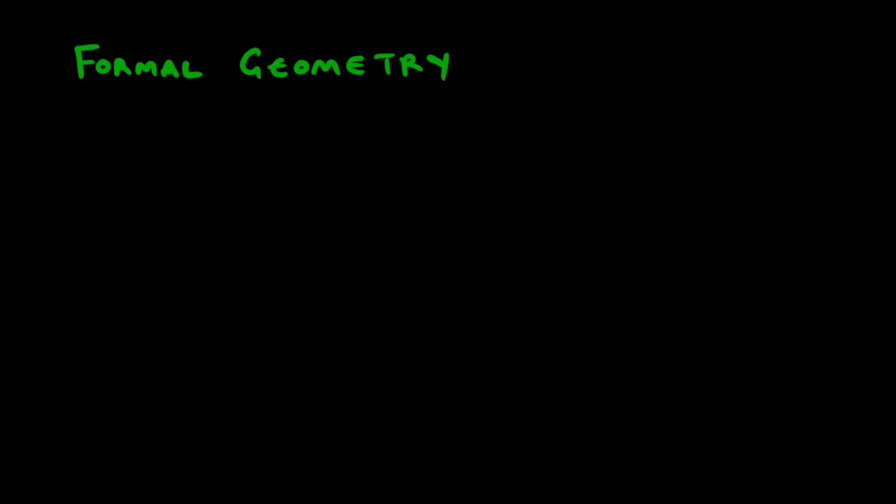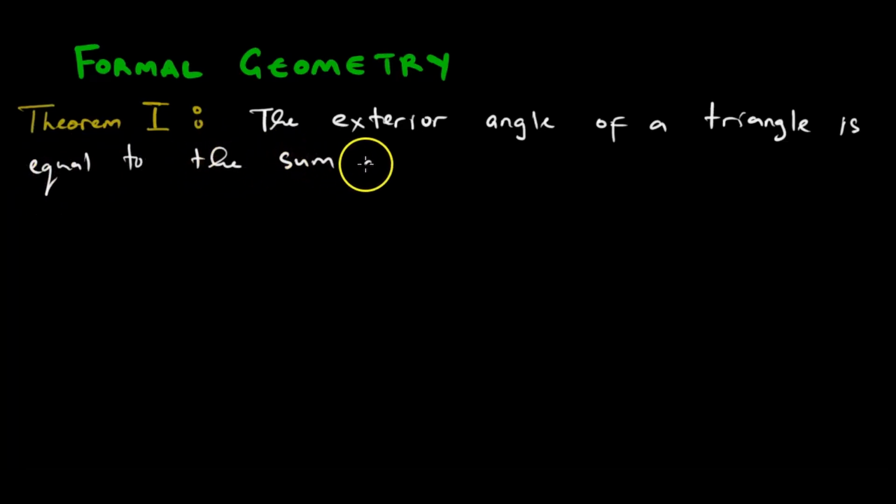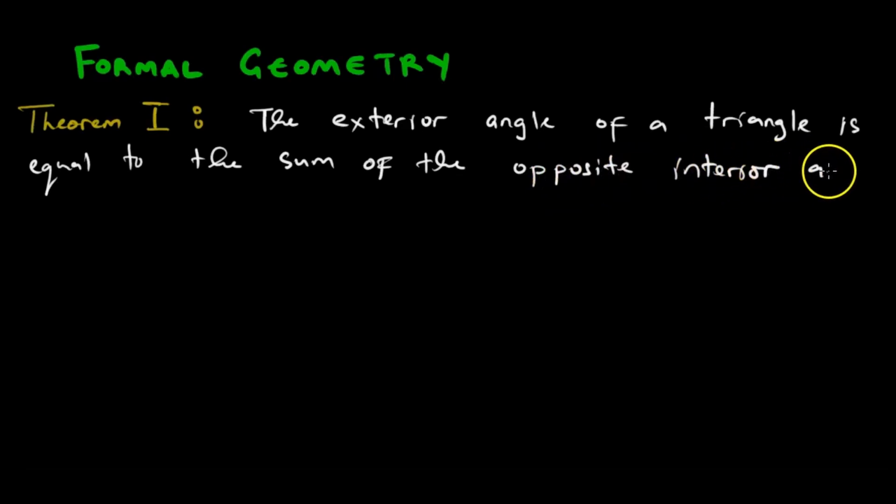Theorem number 1. So the first theorem you need to know is about exterior angles, and this theorem we touched on when we did geometry earlier. The exterior angle of a triangle is equal to the sum of the opposite interior angles.